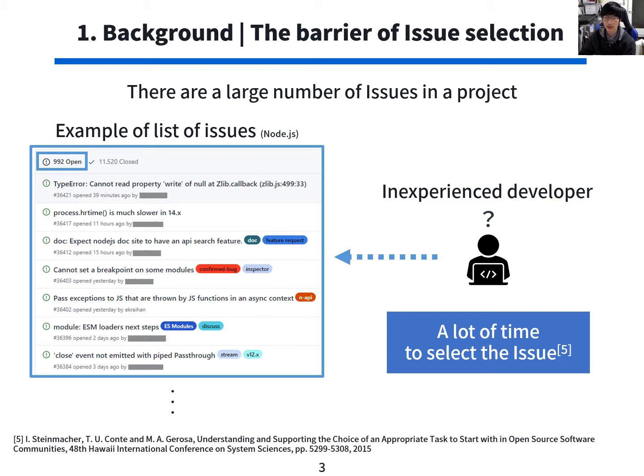There are a large number of issues in a project. This is an example of issues from the Node.js project. Therefore, it takes a lot of time for inexperienced developers to select the issue they want to resolve and to determine whether the issue is resolvable.